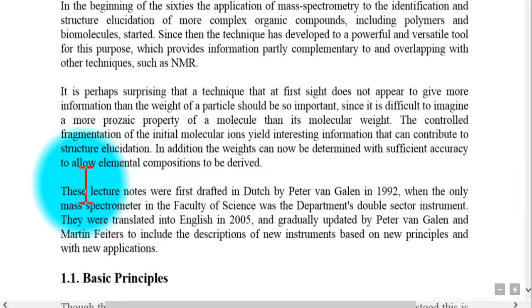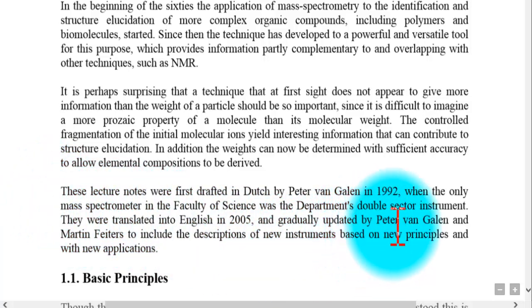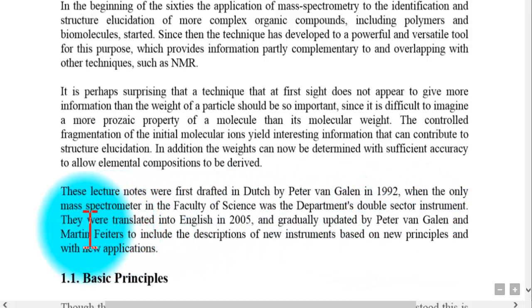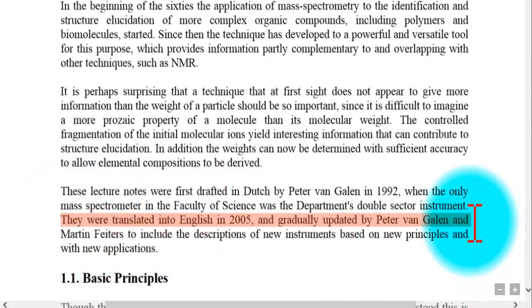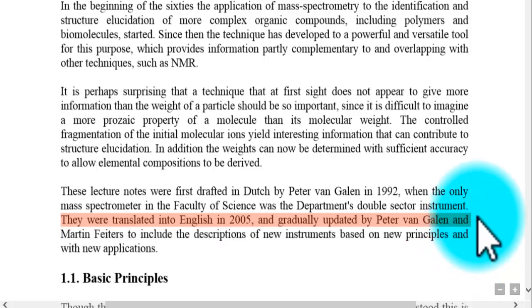The lecture notes were first drafted in Dutch by Peter van Galen in 1992, when the only mass spectrometer in the Faculty of Science was the department's double-sector instrument. They were translated into English in 2005 and gradually updated by Peter van Galen and Martin Feiter to include the description of new instruments based on new principles and with new applications.